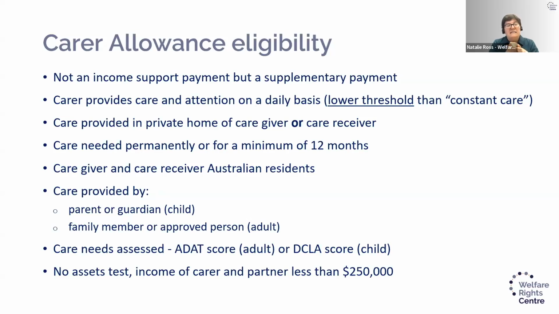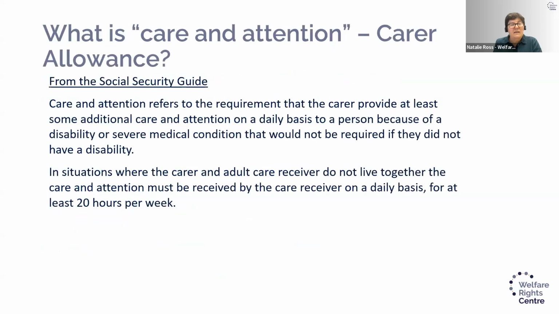So thinking about our case study, George, he does have some assets because he's got that investment property. We're not sure what it's worth, but that's disregarded for the purpose of carer allowance. So George is definitely providing care and attention on a daily basis for his wife. It's provided in their own home. Dementia is an ongoing degenerative condition, so the care will be needed permanently. So it looks to me like George will be able to get carer allowance because he's not likely to be getting more than 250,000 income from his investment property.